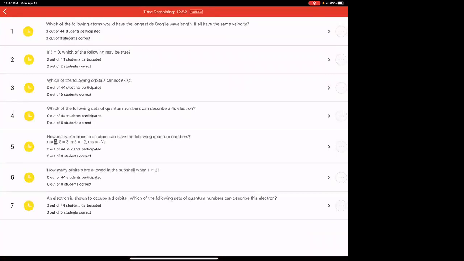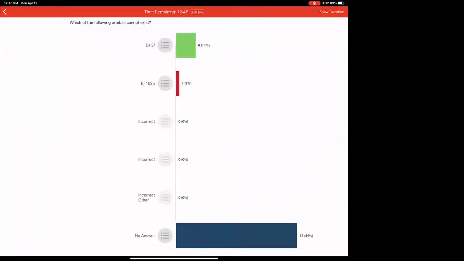Number 3 is probably good for that as well. Which of the following orbitals cannot exist? It looks like you guys have a 3F there, and I would actually say that would be correct, because to get an F orbital, what principal energy level do we have to be in minimally? In other words, can you have F orbitals in the 3rd principal energy level?